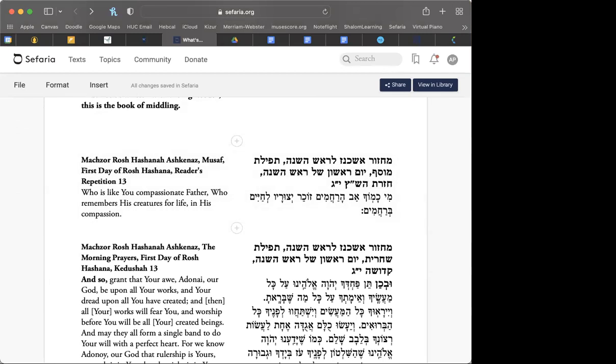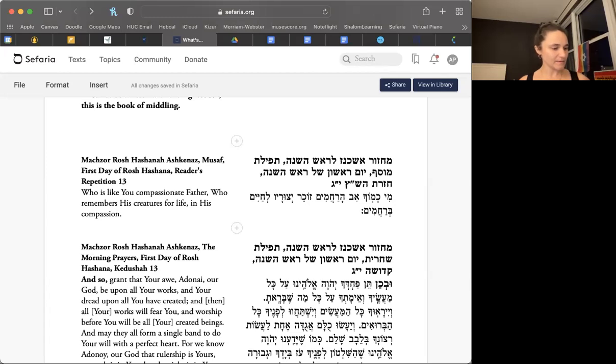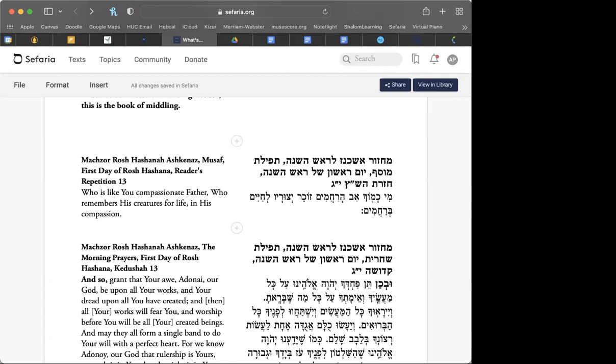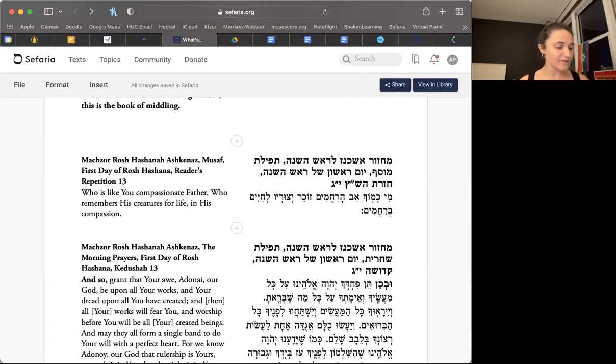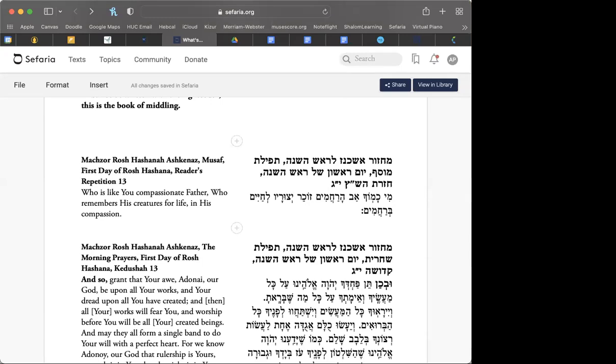Well, rachamim, is that the first time that it's shown up in the readings that we've been doing? It's the first time in the readings that we have. Right. It's not the first time in the Amidah, but it's certainly the first time in which we invoke rachamim when we're talking about life and death.